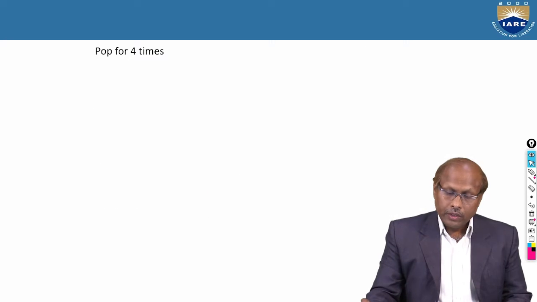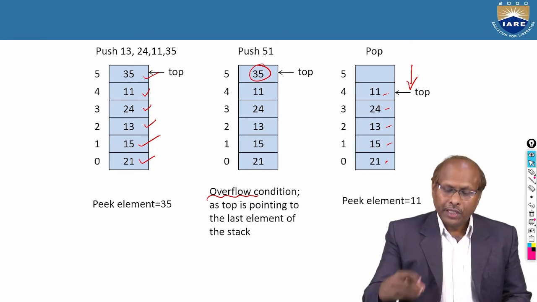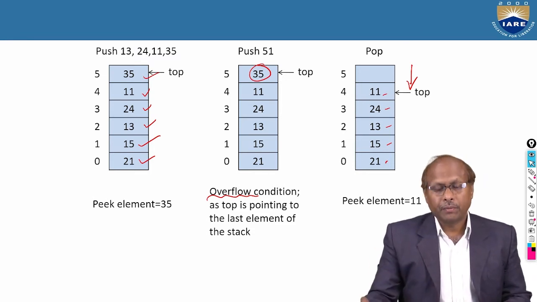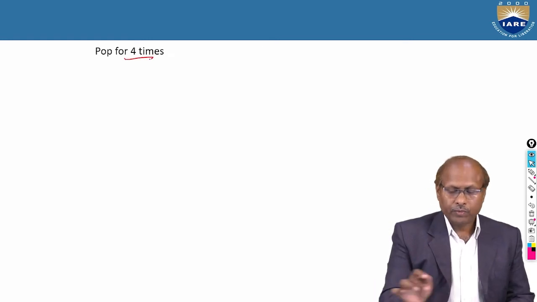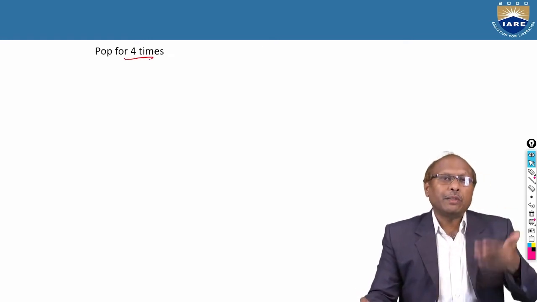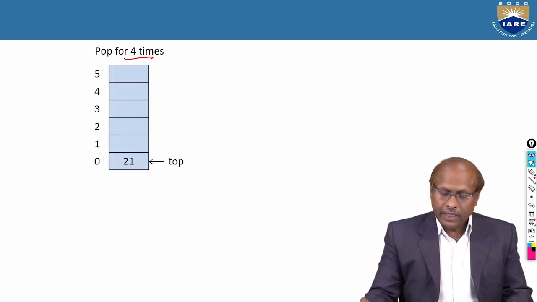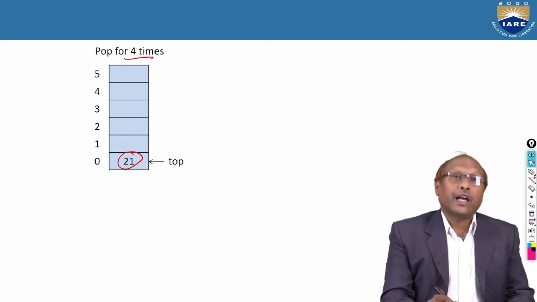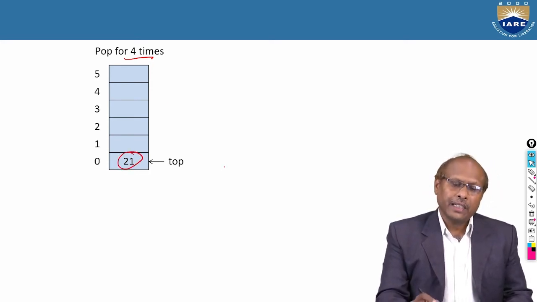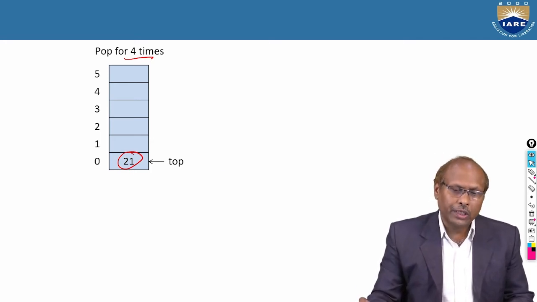Similarly now, please remember, how many elements are there? 1, 2, 3, 4, 5. 5 elements are there. Now assume I will do multiple pop operations. So when I say pop 4 times, what will happen? That means 4 elements will be popped out from the stack. So after removing these 4, because out of 5, 4 popped out, only the last element 21 is available in the stack. So top is now pointing to the last, bottommost element.